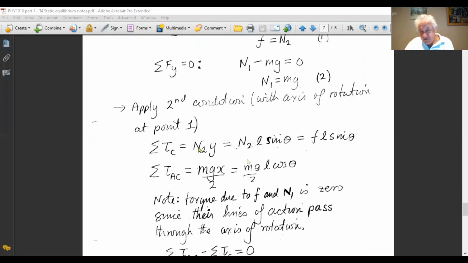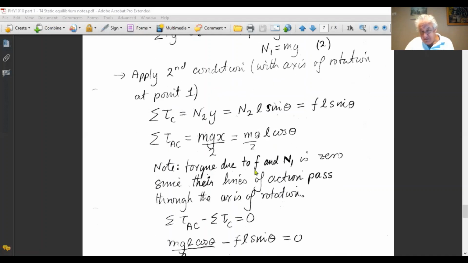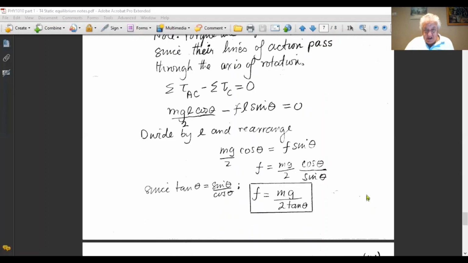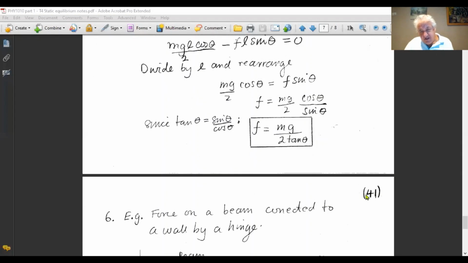The second condition is the sum of torques being 0. So this one. The rest is just going through the equations. By doing this, I can obtain a formula for the frictional force. So in this example, it's basically to derive a formula for the frictional force. But in an actual problem, it depends on what information you're given and what it is you're asked to find.